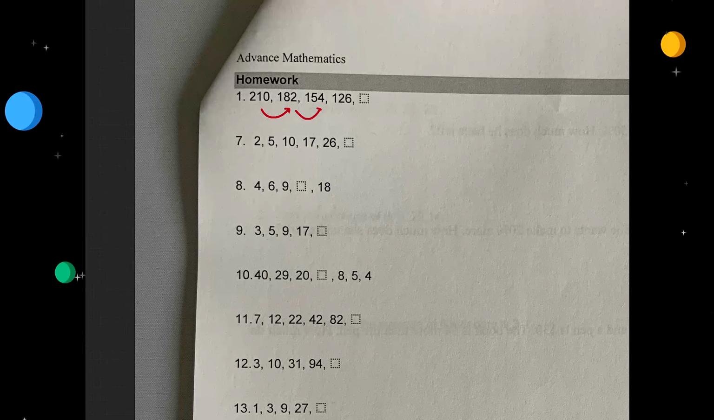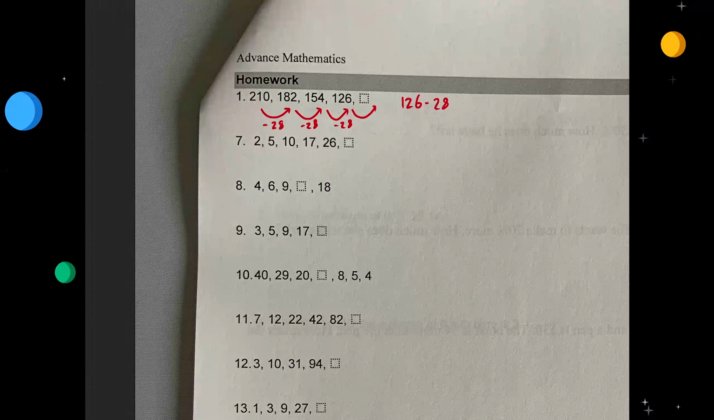So this one looks like it's minusing, let me see, 10, 20, 28. Subtracting 28 from all of these numbers. So the next one is 126 minus 28. Oops, that's not a 6. Oops, there. And you're going to get 98.